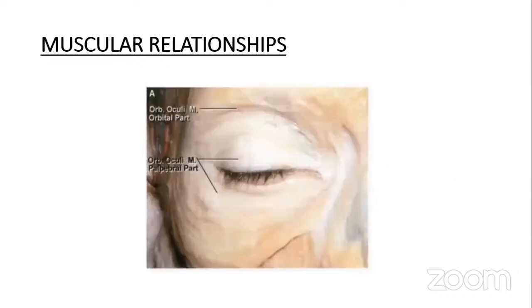Moving ahead, muscular relationships. So here's the orbital muscle. Here's the anterior aspect showing the orbital muscle, orbicularis oculi, orbital part, orbicularis oculi, medial part, and there's a lacrimal part which lies behind the lacrimal fossa and attaches to the lacrimal bone.